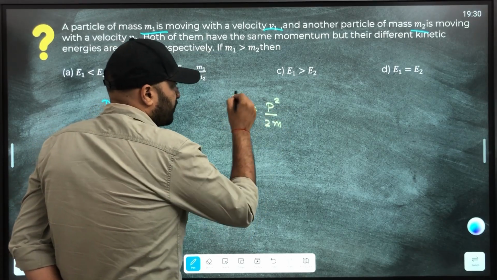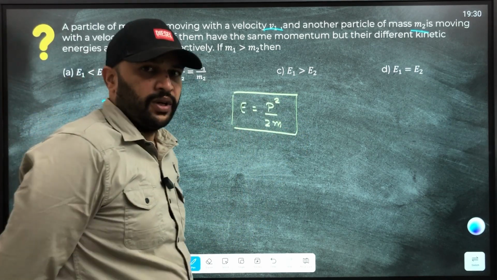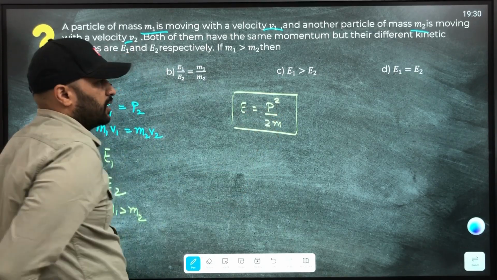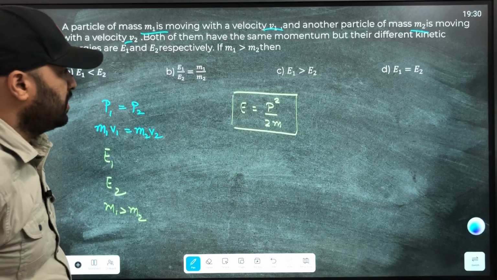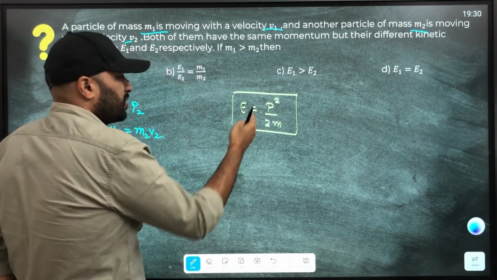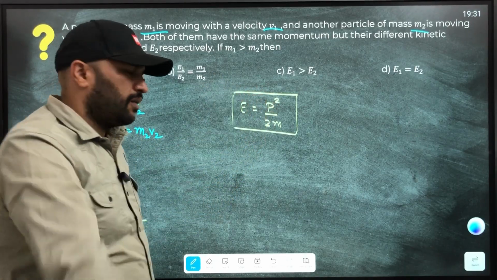I hope you are familiar with this expression, right? Kinetic energy is P square by 2M. You want me to derive? You can put the comment in the comment section. I can derive it in a separate lecture. It is very simple, 2 or 3 steps. Otherwise, to save time, I am directly just asking you to remember that energy is P square by 2M.